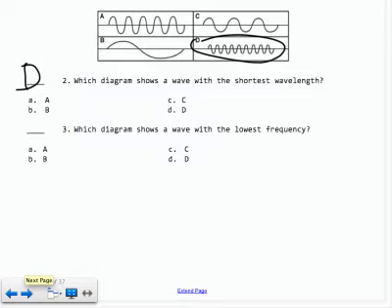And question 3, which diagram shows a wave with the lowest frequency? Lowest frequency means the fewest number of waves per second, and if we are assuming these all travel at the same speed, you could also say that the one with the lowest frequency is also the one with the longest wavelength, which is going to be B, because the longer waves are going to take a longer time to get through that imaginary point in space. So they're going to have a lower frequency.